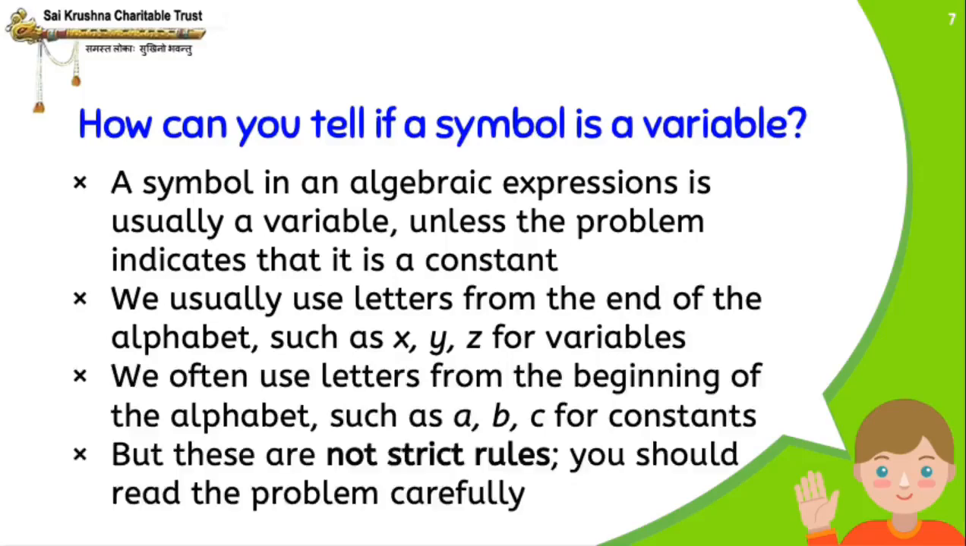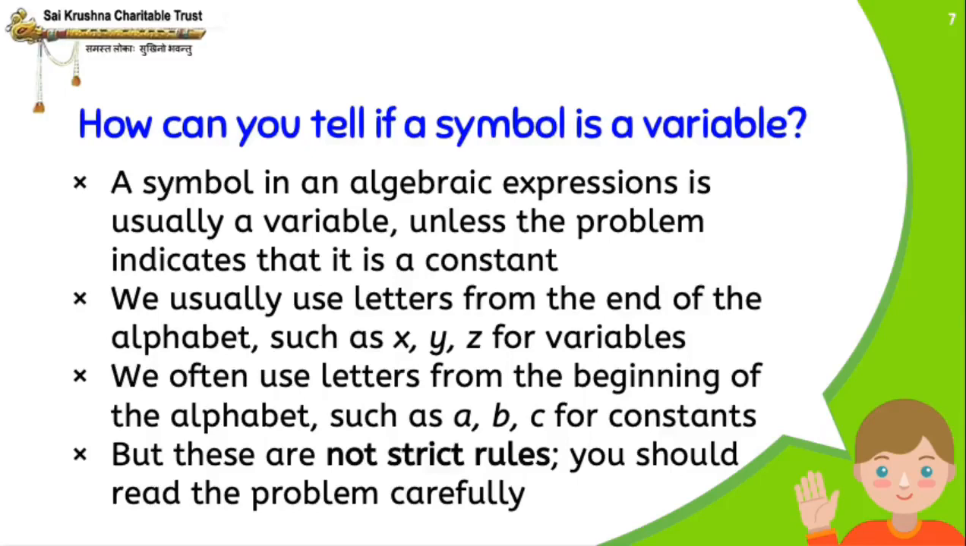So in the example we saw earlier, we had used d, which is from the beginning of the alphabet, for a variable. And we had used s, which is towards the end of the alphabet, for a constant speed. So you should read the problem carefully to see if something is a variable or a constant. Typically, letters towards the end like x, y, z often represent variables, but you should still read the problem carefully.